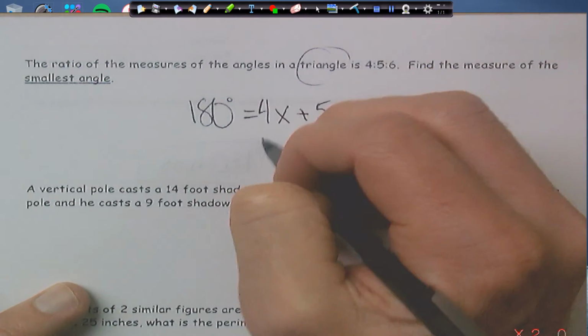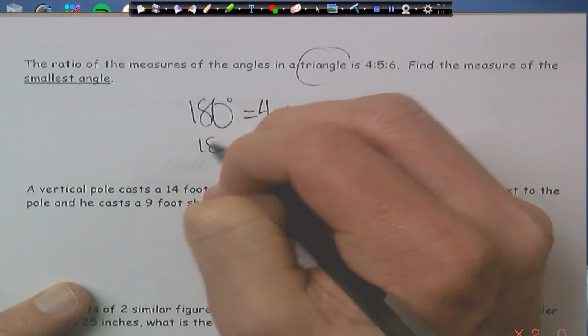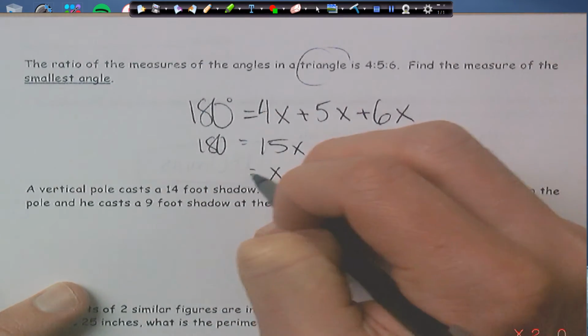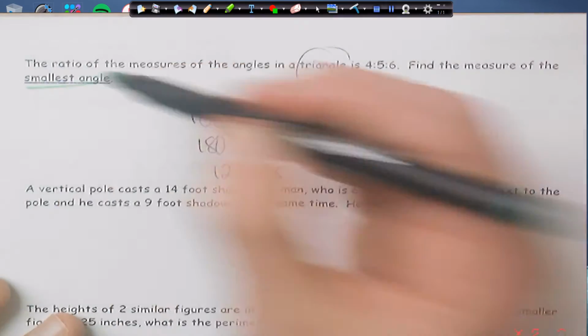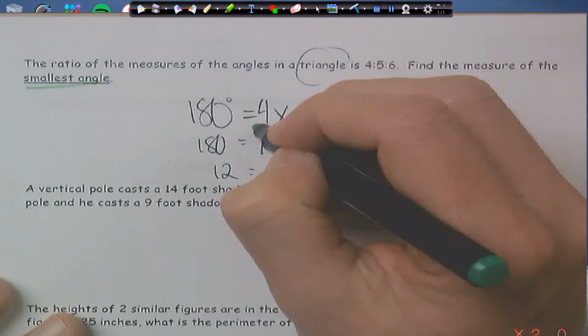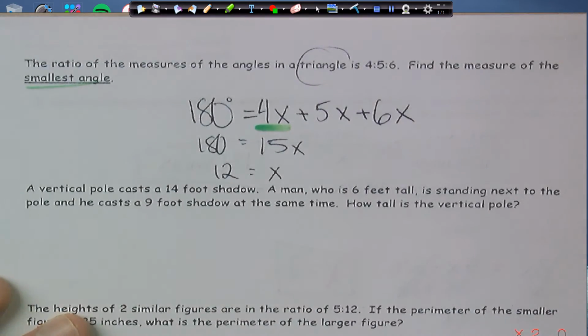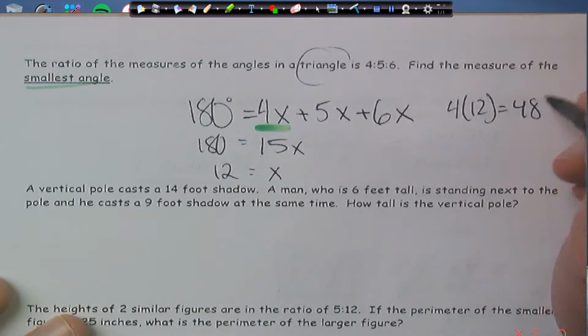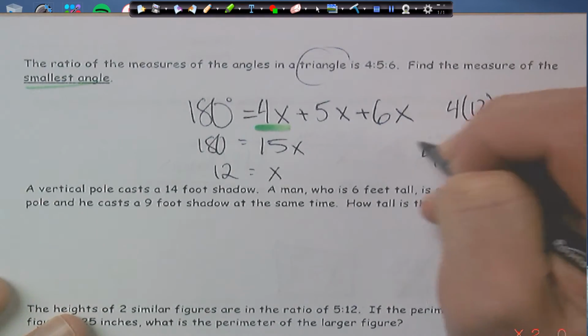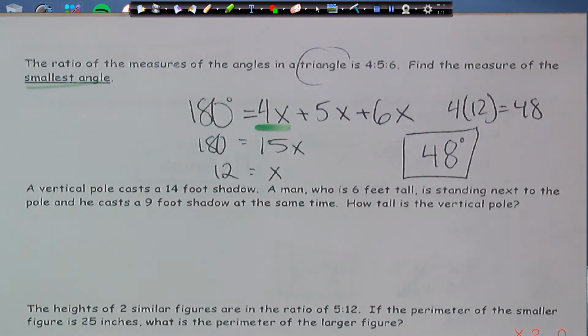Add them together, we get 15x equals 180, and x would equal 12. The question is asking for the smallest angle, and out of all these, 4x is the smallest, so we're going to plug it back in. 4 times 12 equals 48, so 48 degrees is our final answer.